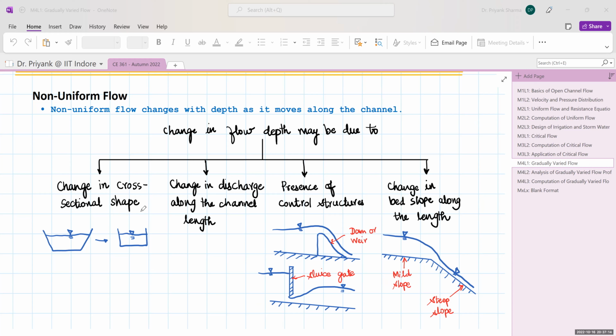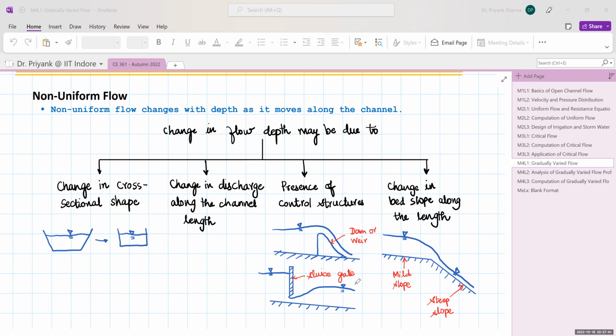If there is some change in the discharge along the channel, if the discharge is added or subtracted into the channel, that may also cause non-uniformity. If there is presence of any control structure, like if there is a dam or a weir, then also there can be non-uniformity. If there is a sluice gate that is controlling the flow, again there is a non-uniformity.